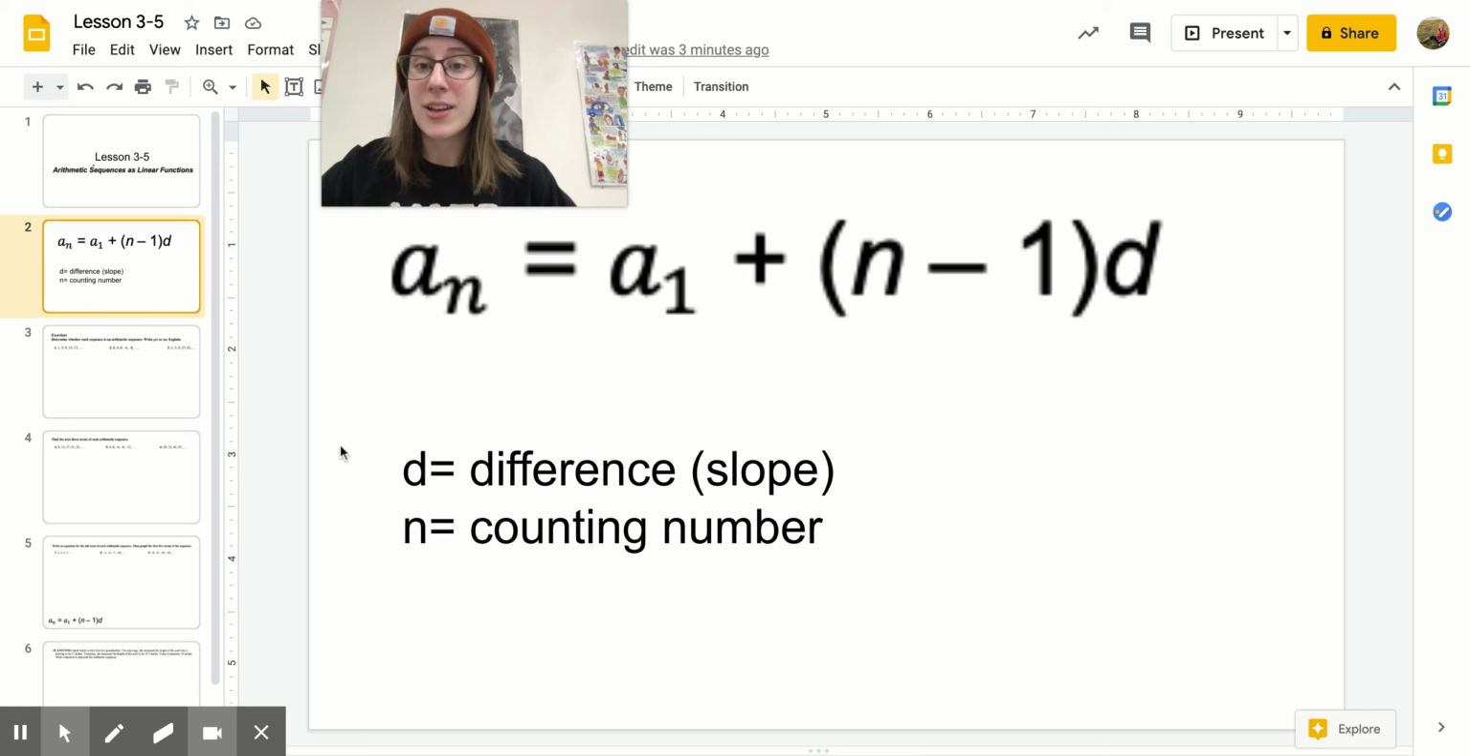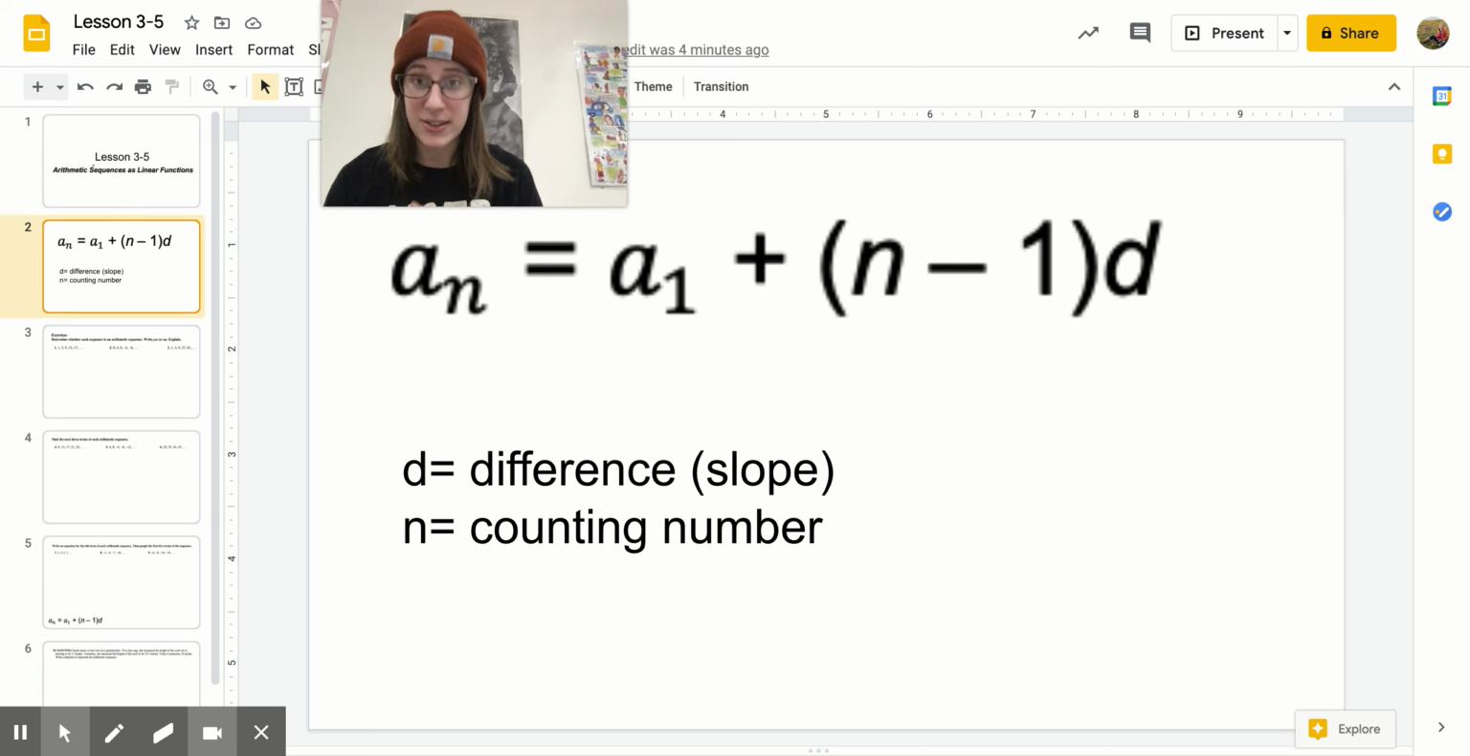So the formula that you're going to have is a sub n. That's read as a sub n equals a sub 1 plus the parentheses n minus 1 times d. So it's important to notice here, d is your slope. This is going to be pretty similar to your y equals mx plus b. Your a sub 1 is basically your intercept, and you have your slope, and then you have your variable there, and you don't know what that is usually. So it's just kind of like y equals mx plus b, just tweaked just a little bit.